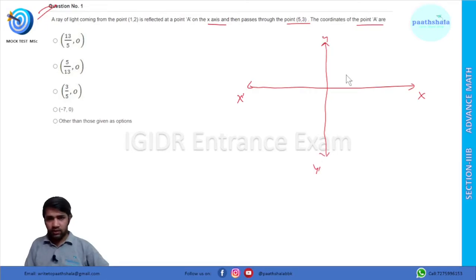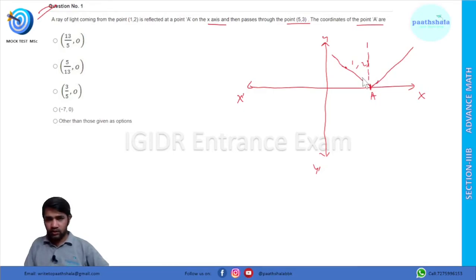Okay, now let's say this is point (1, 2). A ray is coming in, this is the incidence ray, and this is the point of contact A. From here it is reflecting. This will be a perpendicular at this point A.